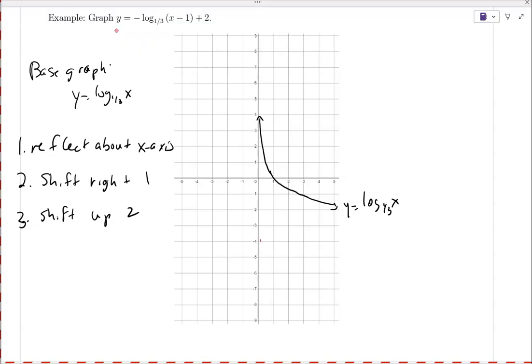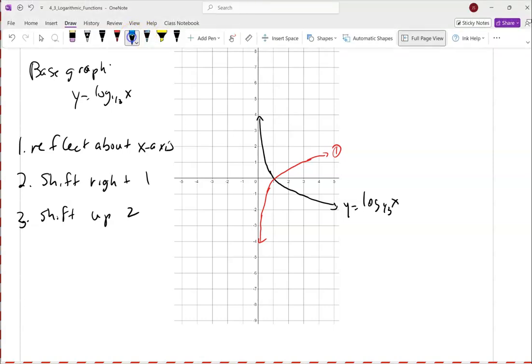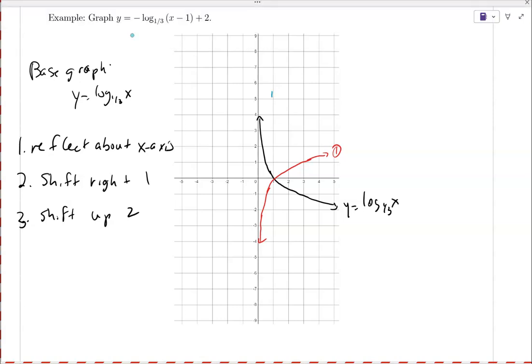So the reflection will send it looking like that. Flips it upside down, right? That's what negative signs do on the outside. It flips them upside down. Right? Flips it top to bottom. Then we shift it right 1. That'll move your vertical asymptote over to 1. And make it go this way.